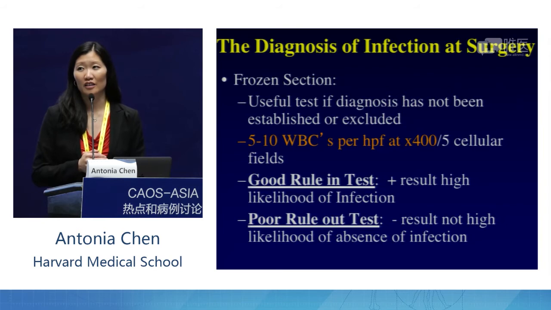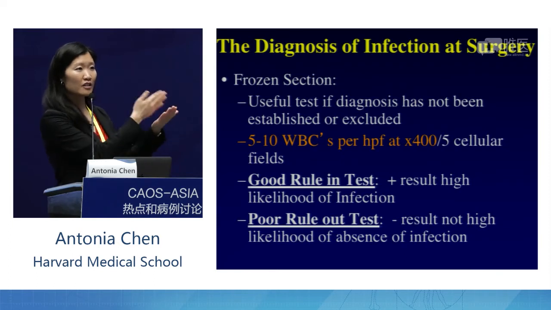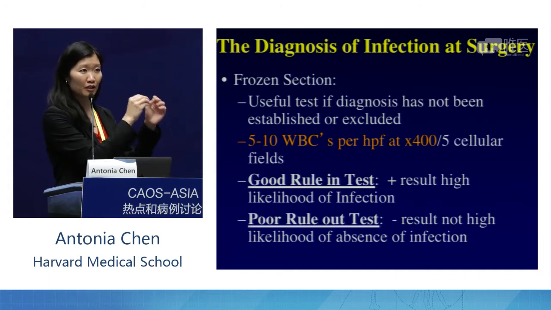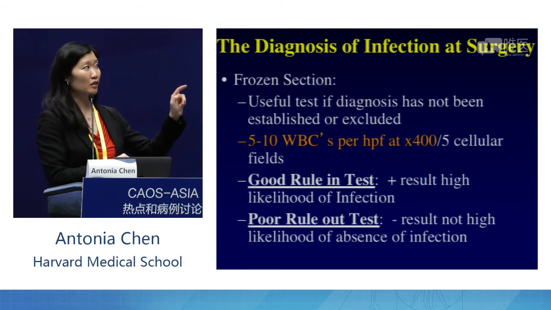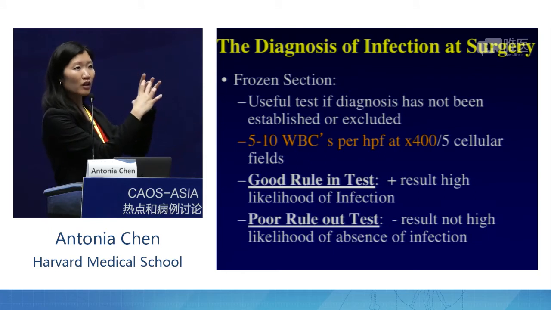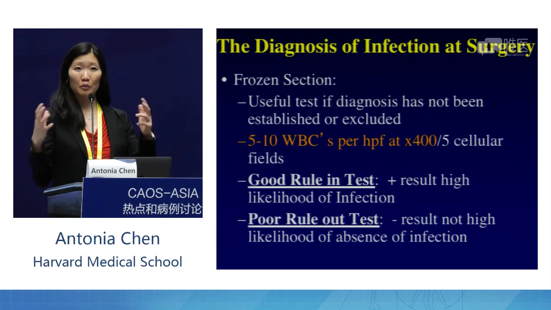In frozen sections, if you have a good pathologist in your hospital, then what they do is they take the tissue and they can slice it right away and they stain it right away. It's very useful if you're in surgery at the time because they can do it right at that time. If you have 5 to 10 white blood cell count per high-powered field, so it's one area at 400 magnification, and people say you're infected. It's very good for ruling in. So if it's positive, pretty good sign.